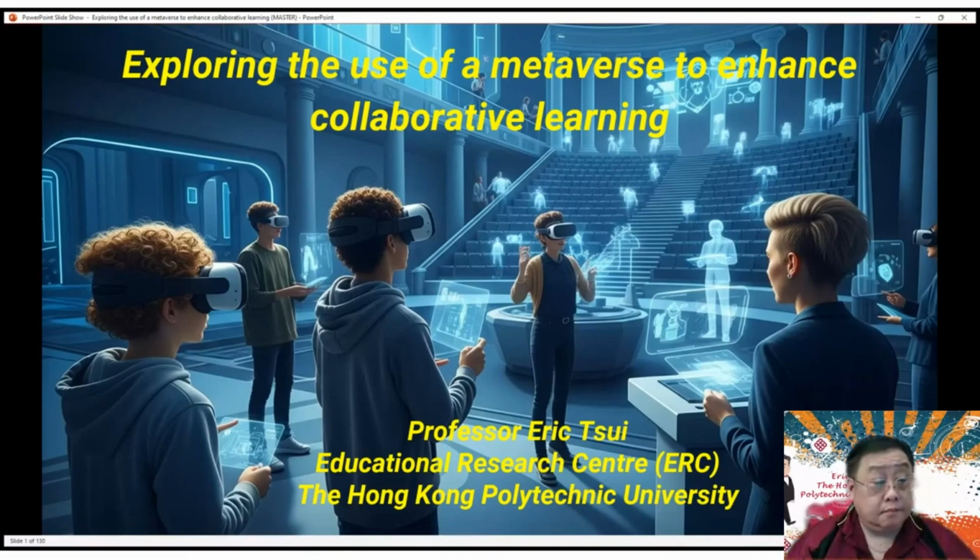Professor Tsui will present his seminar on the use of the metaverse for collaborative learning, sharing insights on evaluating, configuring, and using the metaverse to support collaborative learning across disciplines. They have done a study on it for 2 semesters at Hong Kong, and he'll focus on creating an effective learning environment, highlighting lessons learned and best practices for students and teachers. At this point in time, I'm going to hand over the program to Professor Tsui.